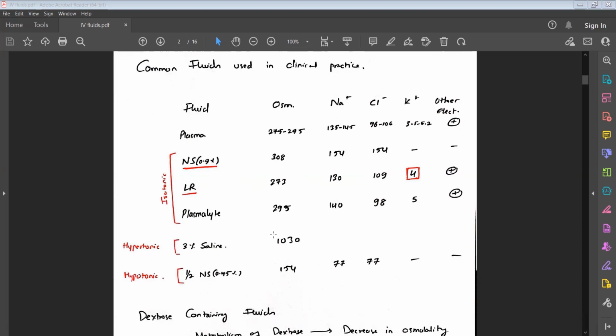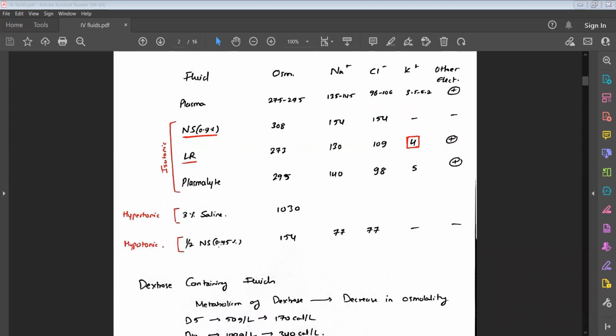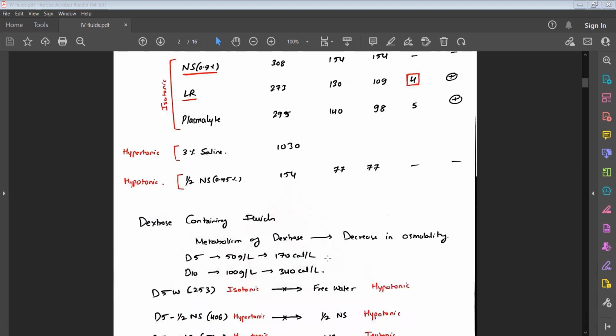Hypertonic saline has a very high osmolality. As you can see, it is 1030 as compared to the normal osmolarity of the plasma. And hypotonic saline is half normal, that is 0.45% saline, and has the osmolarity of 154 and has 77 of sodium and 77 of chloride. You don't need to remember these numbers. Just remember which one of them is isotonic, which one of them is balanced, and which one of them is hypertonic and hypotonic. How they are different is what I'm going to explain in the next slide.